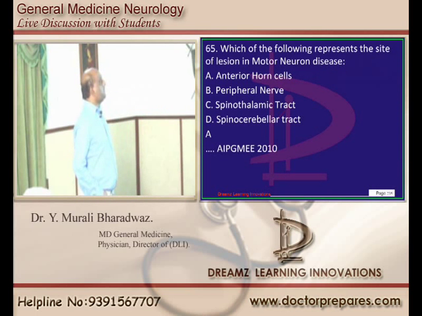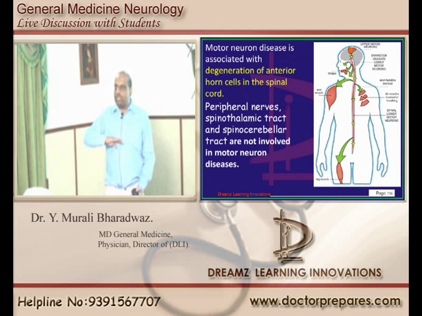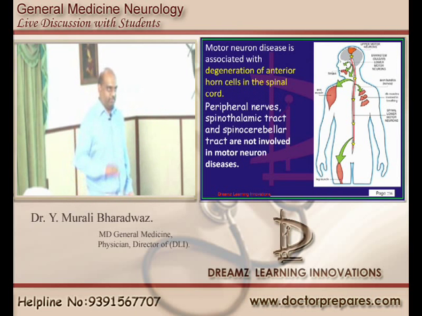Now the All India 2010 question is on motor neuron disease. Where do you have the lesions in motor neuron disease? Already we had a discussion on this. It is the anterior horn cells which are affected in the case of motor neuron disease. The spinocerebellar tract or spinothalamic tract or peripheral nerves, they are not involved.